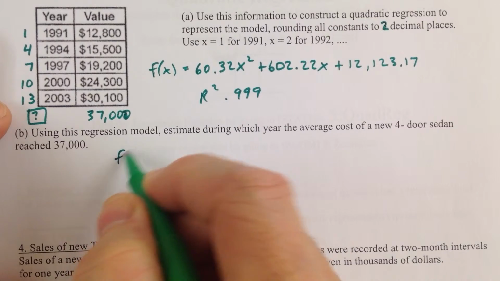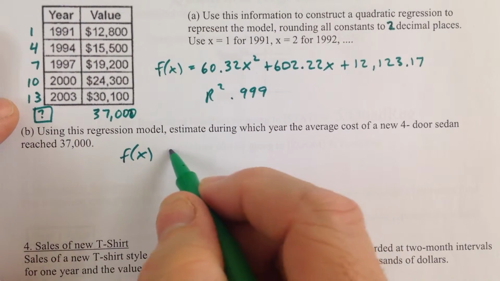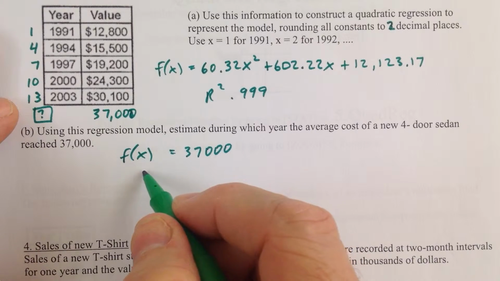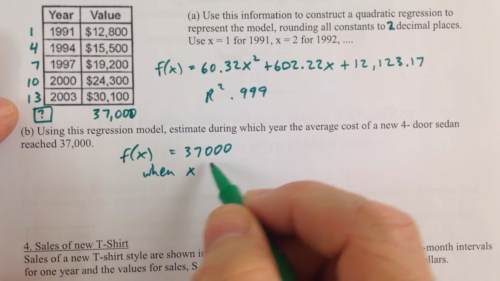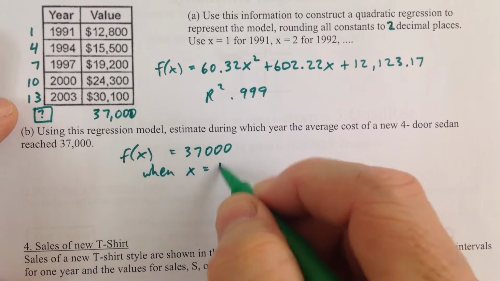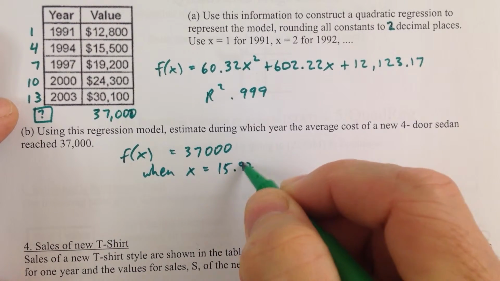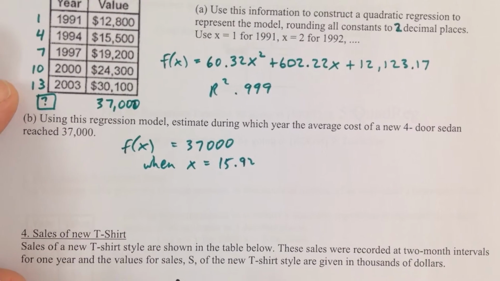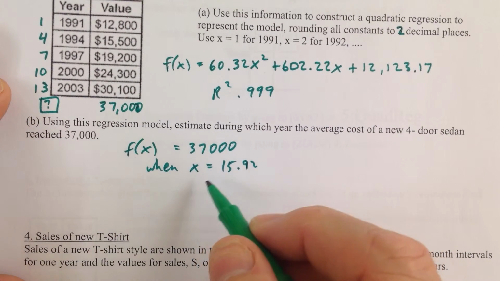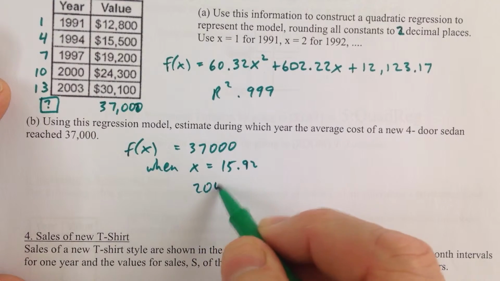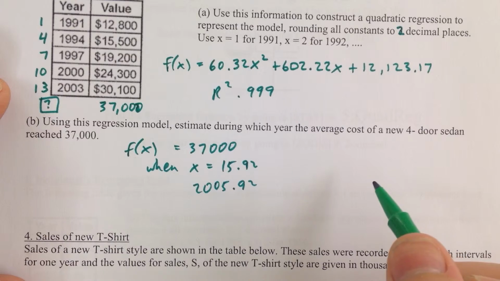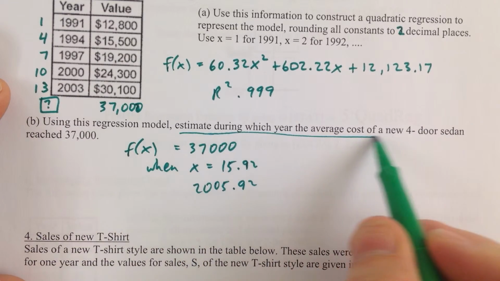When f of x equals 37,000, x has a value of 15.92. Let's interpret what that means. So 15.92, that's the number of years past 1990, and so that would be roughly 2005.92, so almost 2006. Estimate during which year?